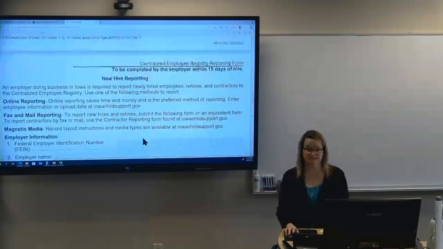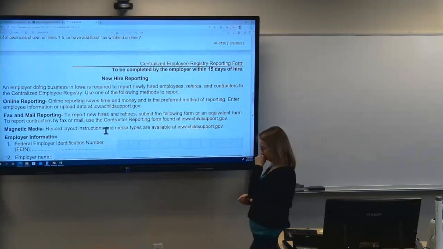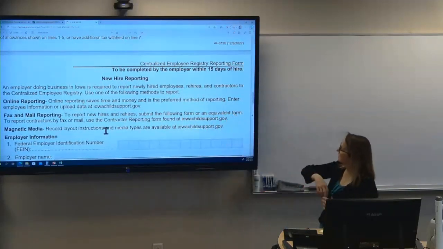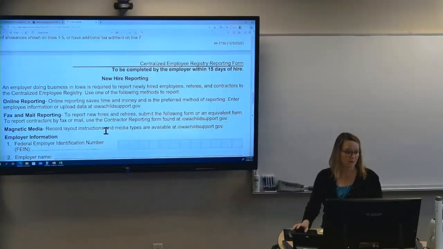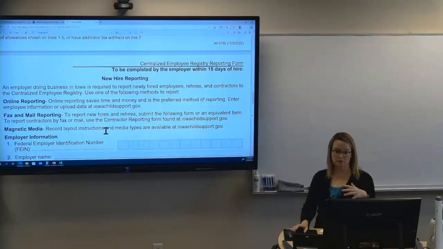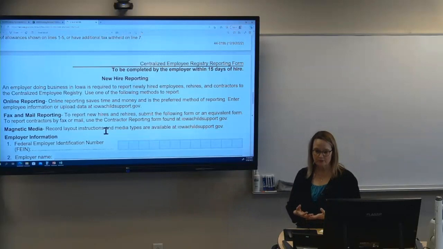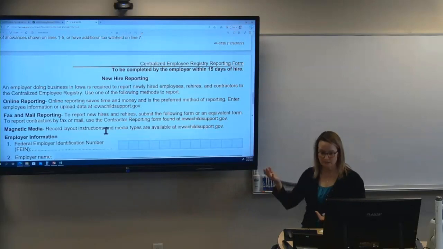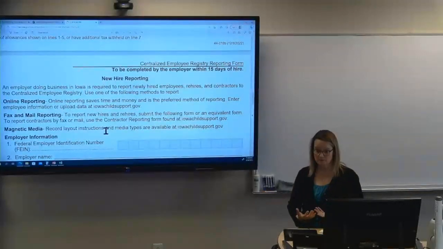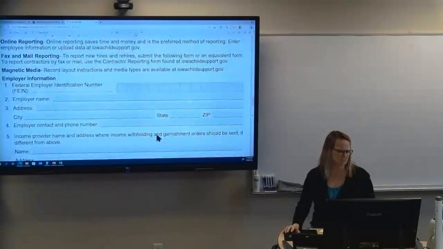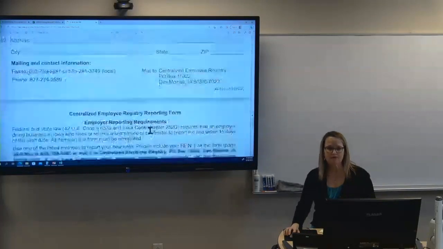This then gets sent in to the centralized registry for the state of Iowa, and they will go through and see if that employee is subject to any type of child support garnishment. And if they are, then they will send a notice to the employer, to the HR department or payroll department, indicating how much needs to be withheld from the paycheck. So they give you pretty detailed information about what the calculation is for the withholding on that.